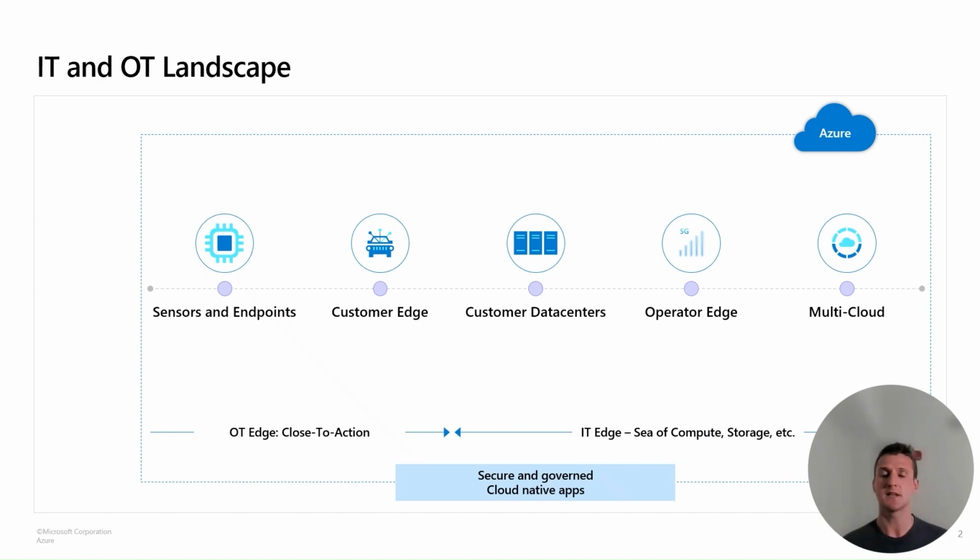So we're seeing an increase in the convergence between the IT and the OT across a very heterogeneous environment. This diagram shows the diversity, spanning everything from small sensors and endpoints on the far left, all the way up to multi-cloud deployments on the far right. There is a desire to bring more consistency in the governance and the security across this vast spectrum. And this is driving this IT and OT convergence.